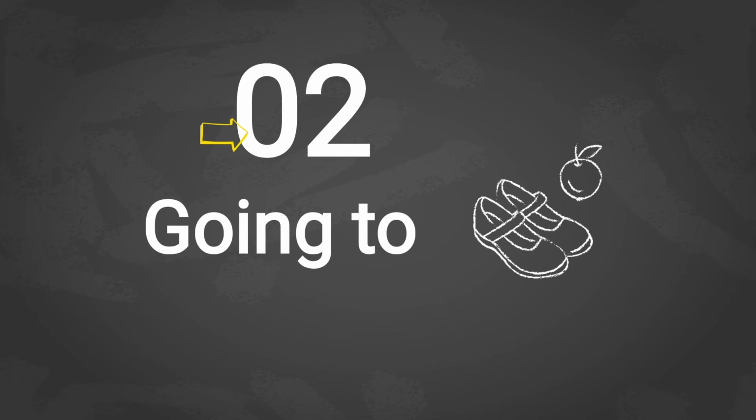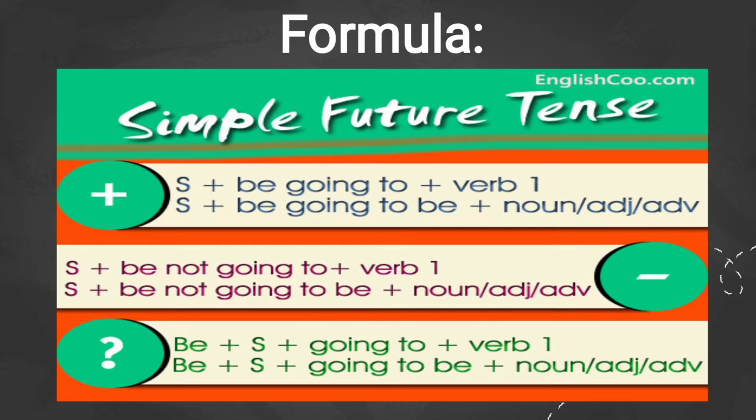And then the second one is expressing simple future tense by using going to. Okay, this is the formula. If you want to write it in positive, you have to write subject plus be, and then going to, and then verb 1. Or in negative, you can write subject plus be, and then not, and then going to, and then verb 1. And interrogative, it can be be plus subject plus going to, and then plus verb 1.